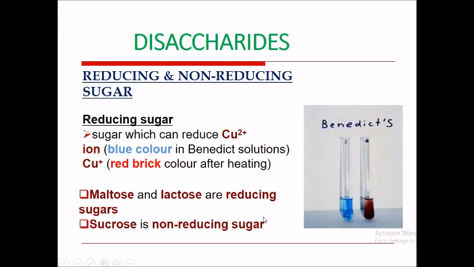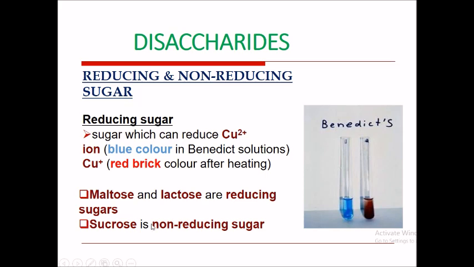And disaccharide functions. Disaccharides can also be classified into two groups. The first one is reducing sugar, and the second one is non-reducing sugar. Reducing sugar, such as maltose and lactose, refers to sugar that can reduce the copper(II) ion, which is blue in the Benedict solution, into copper(I) ion, which is red brick in color after the heating process.